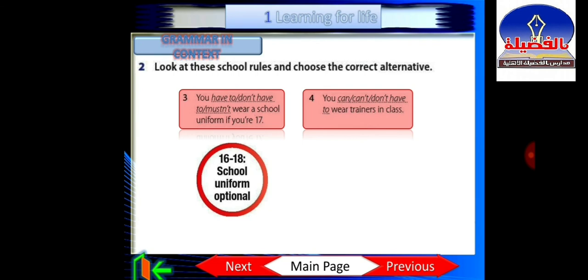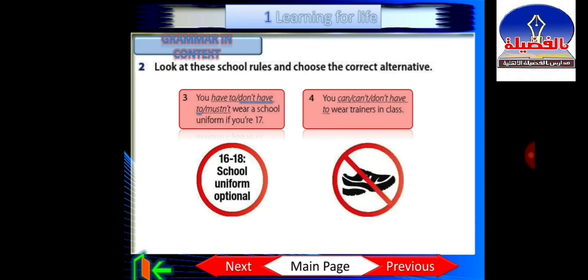Sentence number 3. You have to, don't have to, or mustn't wear a school uniform if you are 17. As we see the phrase inside the circle, from 16 to 18, school uniform is optional. So the answer is you don't have to. 4. You can't, don't have to wear trainers in classroom. Of course, it's prohibited. So the answer is you can't wear trainers in class.